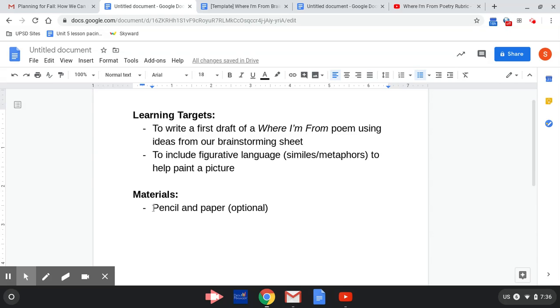These materials are optional. You can have out a pencil and a piece of paper. I know for me, when I'm drafting, I really prefer to have pencil and paper out as opposed to drafting on the computer. For some reason, that's just how my mind works. I like to be able to scratch things out and erase, and I'm just better able to generate ideas on paper. If that's you, go ahead and grab a piece of paper. If not, you can do this on the computer today.